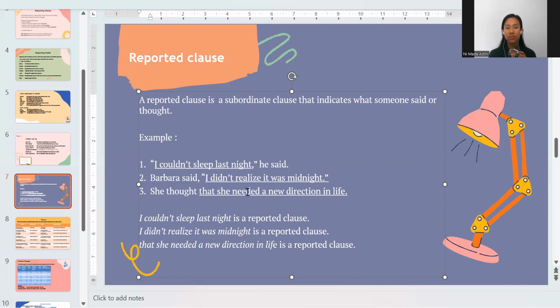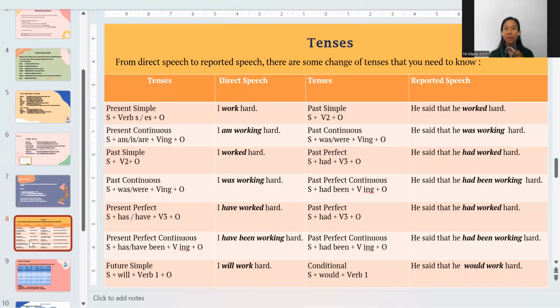And what about in indirect speech? "I couldn't sleep last night" is reported. Okay. And then the next one is tenses.